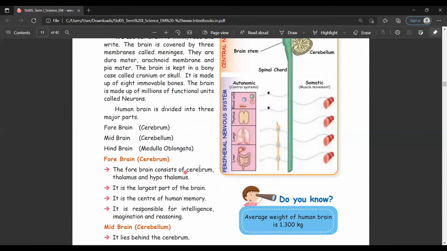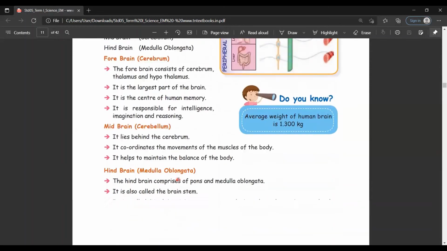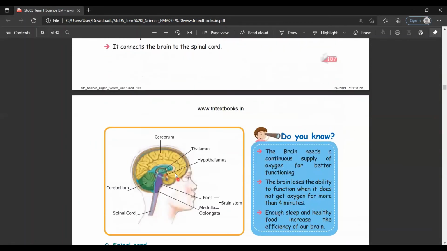Look here, the forebrain consists of cerebrum, thalamus, and hypothalamus, isn't it? If you see this diagram, see here: cerebrum, thalamus, hypothalamus. So, the forebrain consists of cerebrum, thalamus, hypothalamus. The next part is cerebellum, that is midbrain.